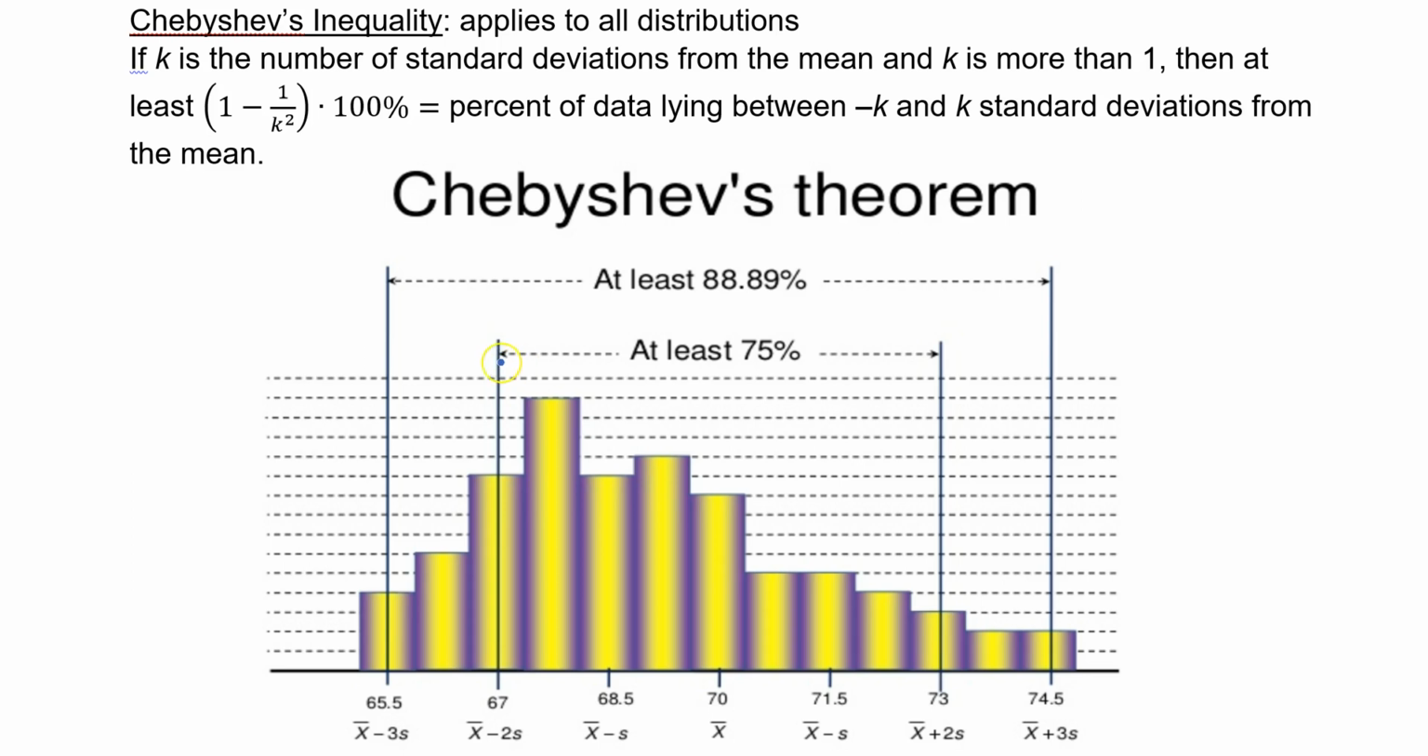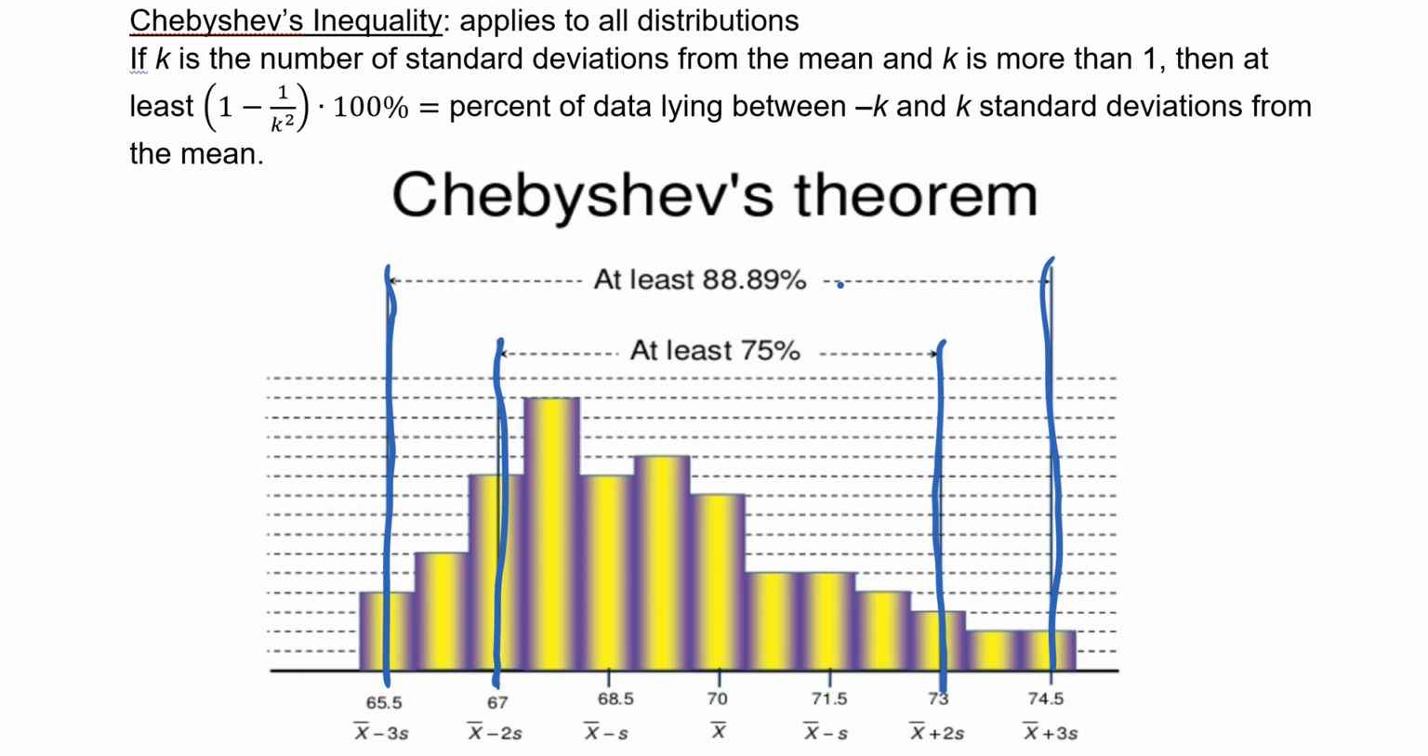Looking at the graph, we have these horizontal percentages of at least 75% and at least 88.89%. This at least 75% represents data that is within 2 standard deviations of the mean. So at least 75% of the data should fall within 2 standard deviations of the mean if we use Chebyshev's inequality. If we go out 3 standard deviations from the mean, then at least 88.89% of the data should fall within 3 standard deviations of the mean.